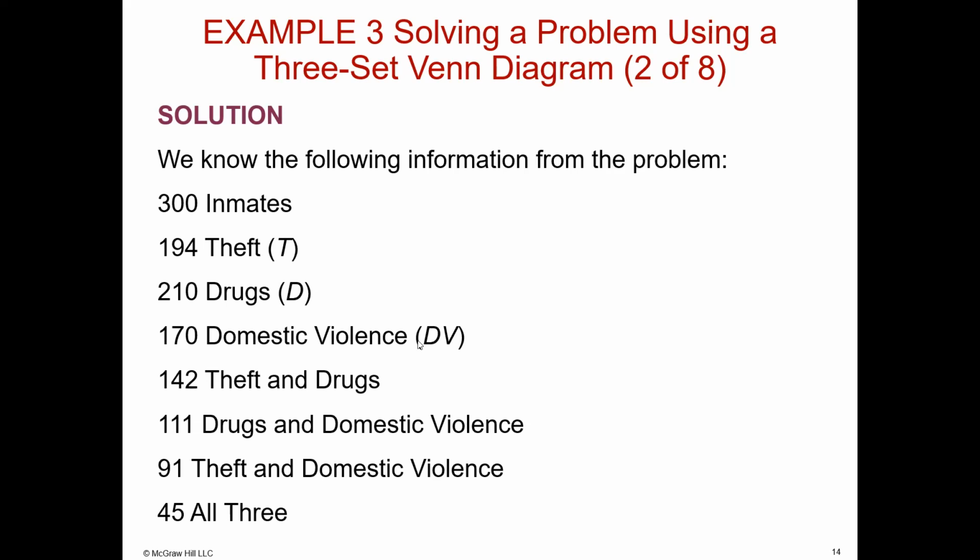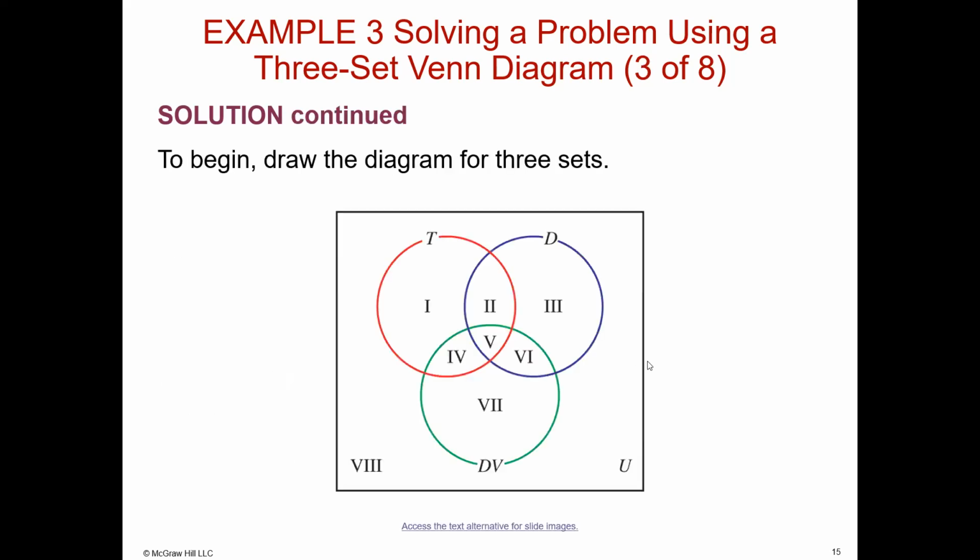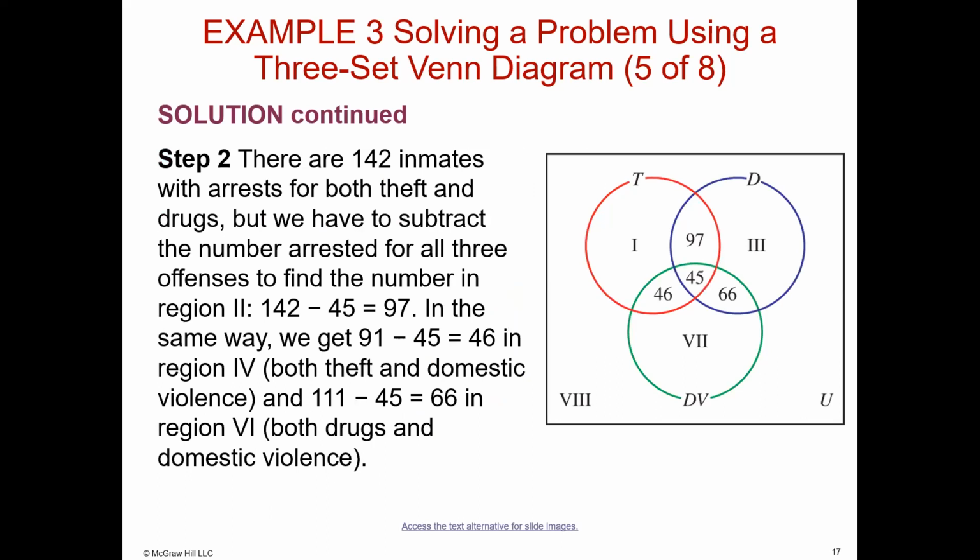170 had domestic violence. How many have we accounted for so far in domestic violence? Only 45 and 66. Do you agree? Yes. So what's 45 plus 66? 111. Is that 111? Yes. So this 46 comes from 170 minus what? Wait. 111? Is that correct? Wait a minute. No, that would be 50. Hold on.